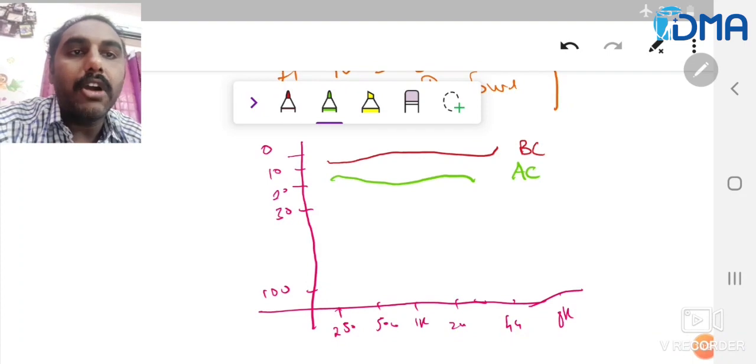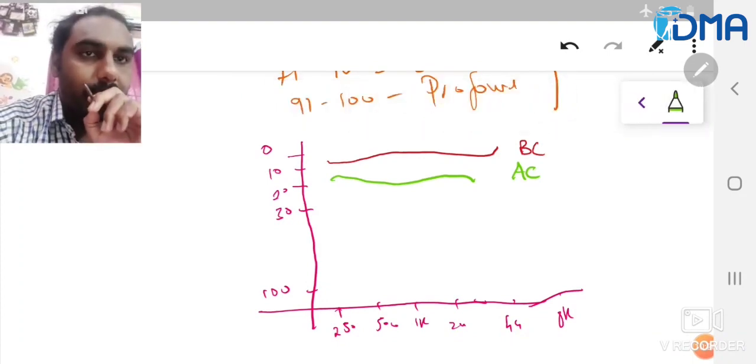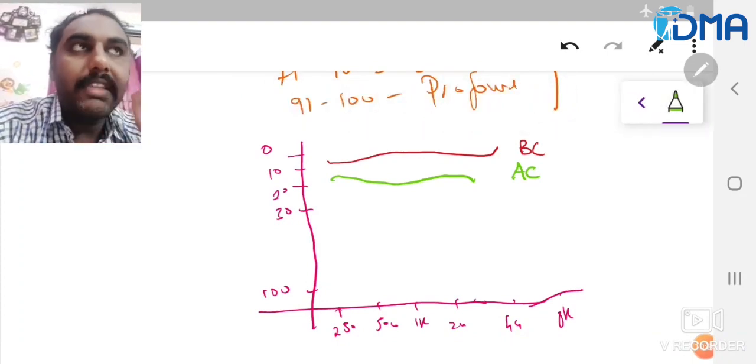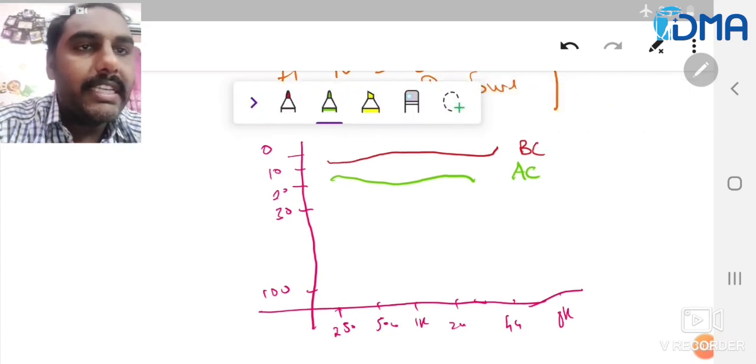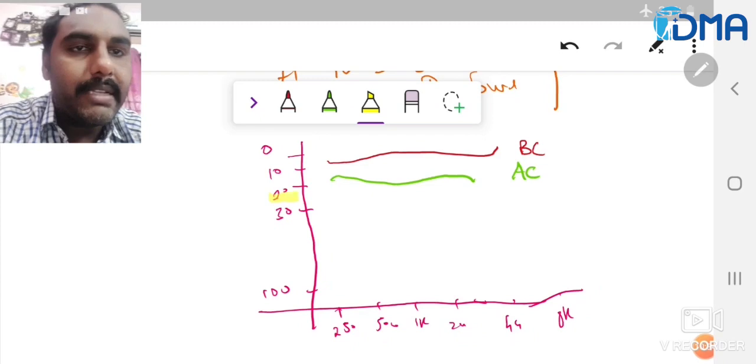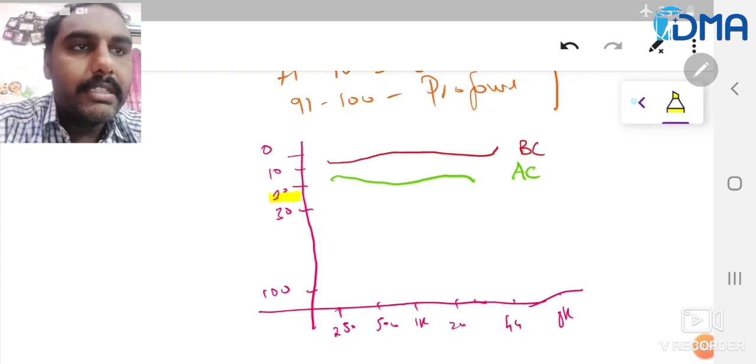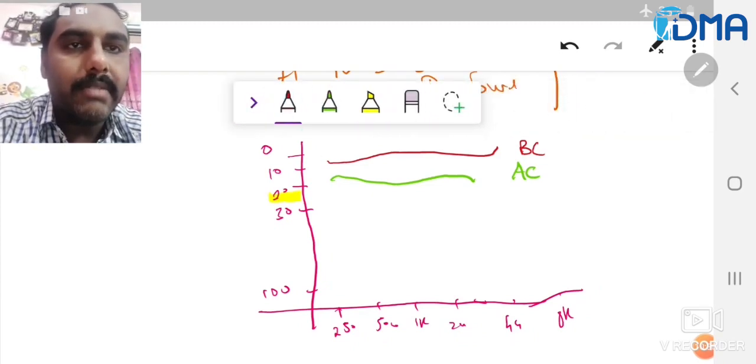So whether it is normal or abnormal, what will we think? The thing we want to see is 0 to 25 decibel. 0 to 25 decibel is normal.